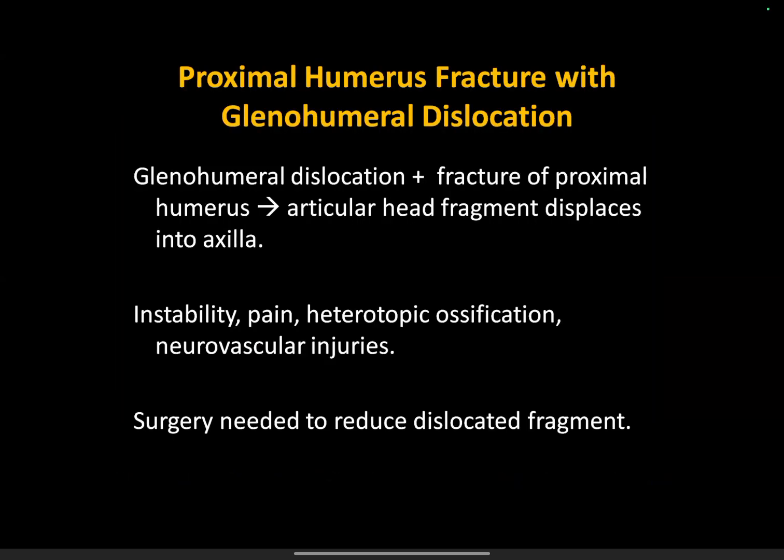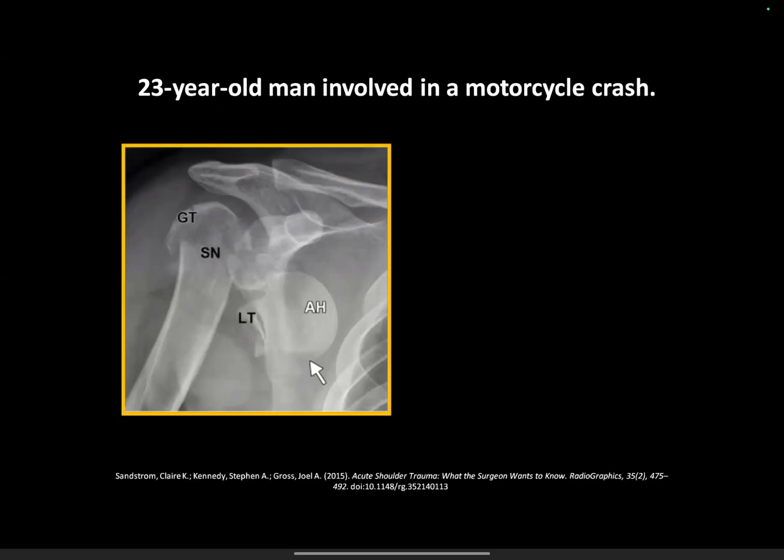Again, fractures that are seen in high-energy injury, especially the ones involving the greater tuberosity, are highly associated with glenohumeral dislocation, and they could also be associated with articular head fragments that displace into the axilla. We have to pay attention because they can result in instability, pain, heterotopic ossification, and neurovascular compromise. And most of the time, if not exclusively, they would require surgical intervention.